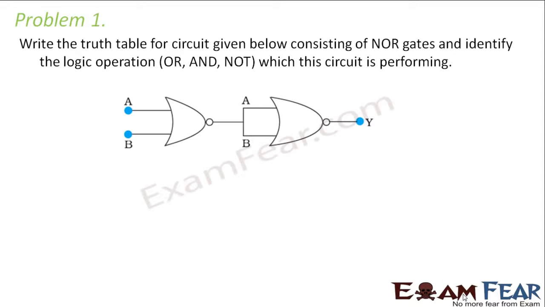Write the truth table for the circuit given below consisting of NOR gates and identify the logic operation which this circuit is performing. So try to plot the truth table first.